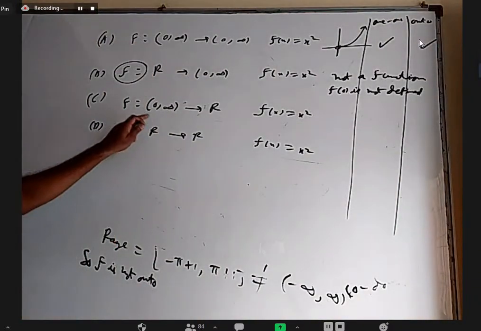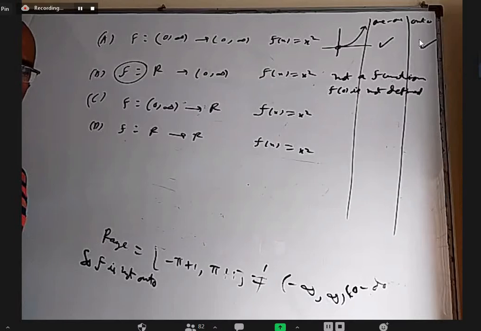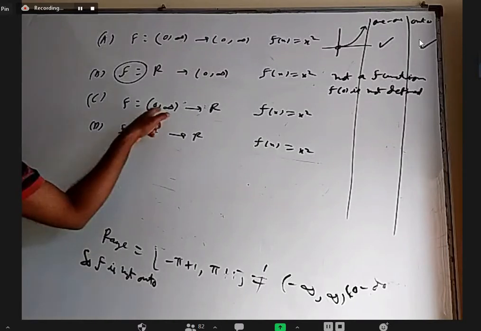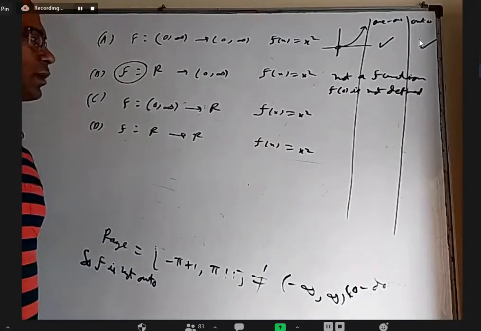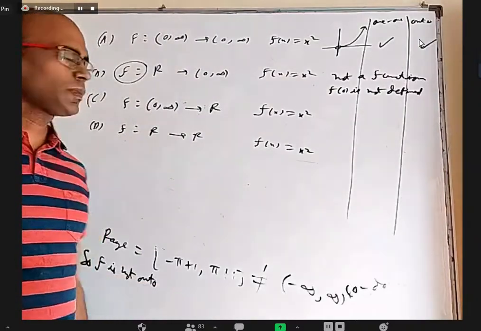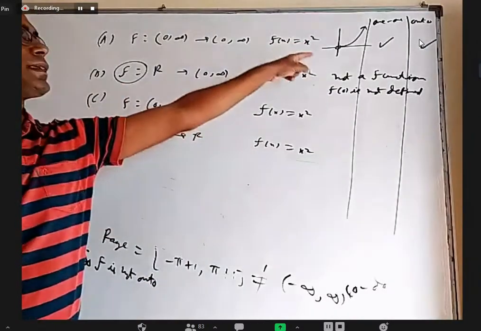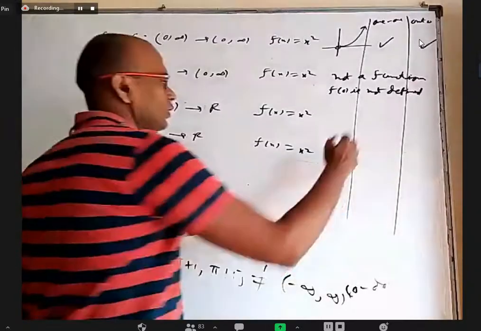Okay. What about C? What do you think about this? Sir, it is 1, 1. It is 1, 1 again. I cannot give the wrong example where negative values and positive values have the same image because negative values are removed. Again, the same graph. So it is 1, 1.